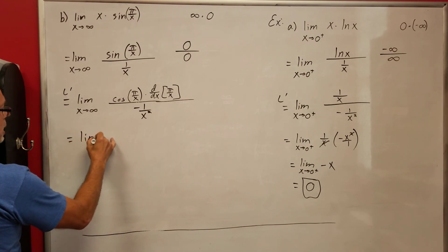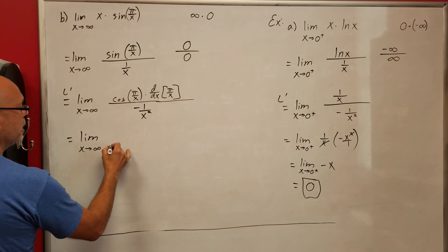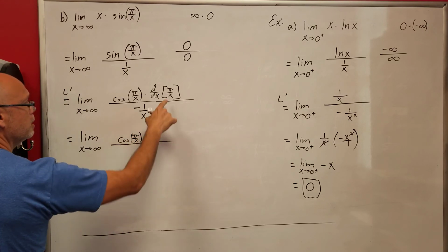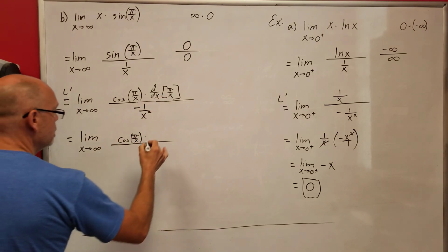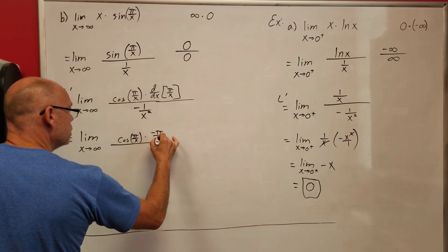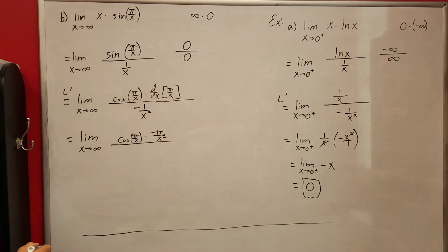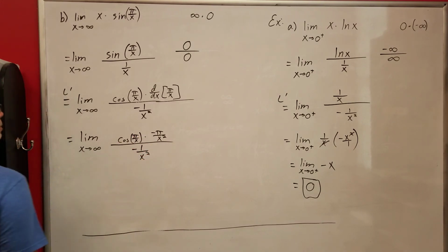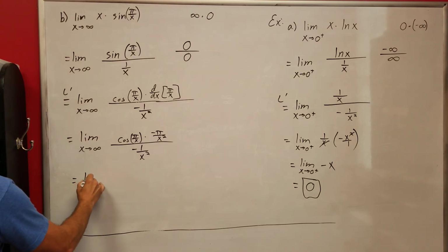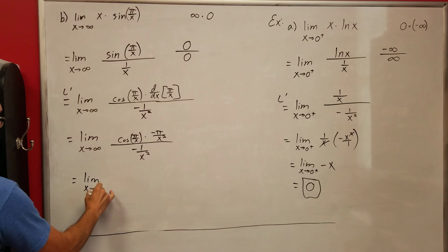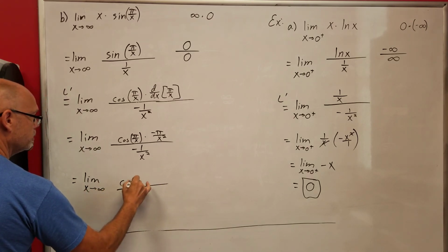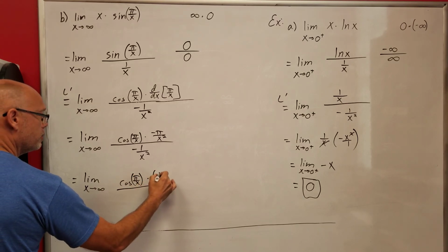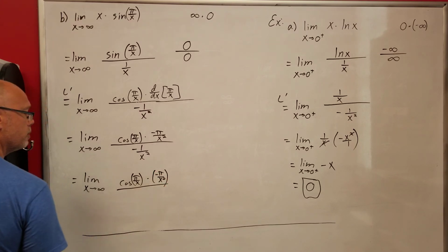Well, let's see. That's going to give me the limit as x approaches infinity of, up top, I have cosine of pi over x times, how about this derivative? What would that be? That's going to be negative pi over x squared, like that. And this is negative 1 over x squared, we said, right? Well, that's the limit as x approaches infinity of cosine of pi over x times negative pi over x squared up top, right?